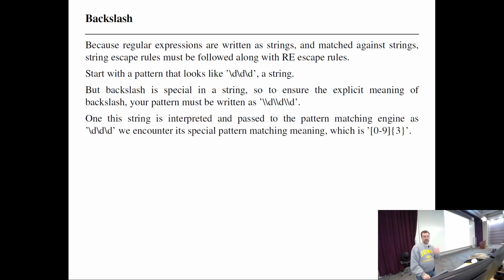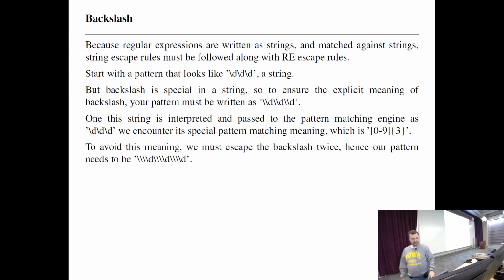So once the string is interpreted and passed to the pattern matching engine, the leading backslashes are all consumed, because Python will see backslash backslash and say, oh, that's just a backslash, and the meaning it gives the pattern matching engine will be the desired meaning of backslash d. But if I want to avoid the meaning, I have to escape the backslash twice, each one. And so each backslash now becomes two backslashes. All of a sudden I've got four backslashes.